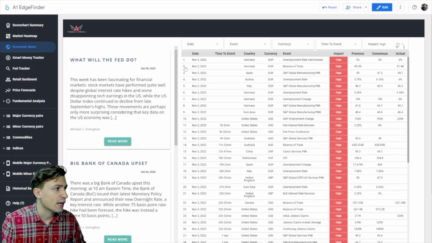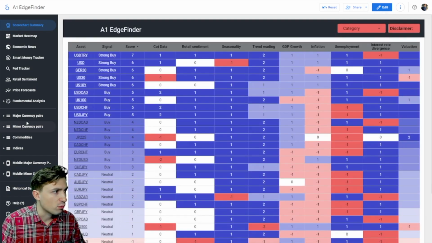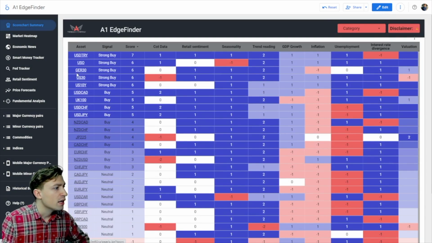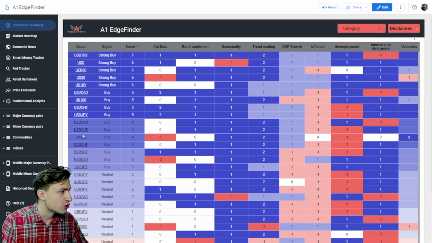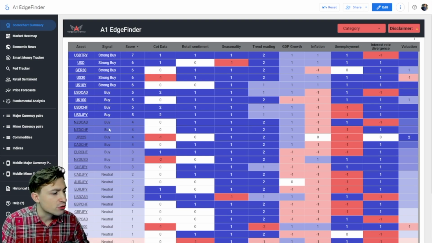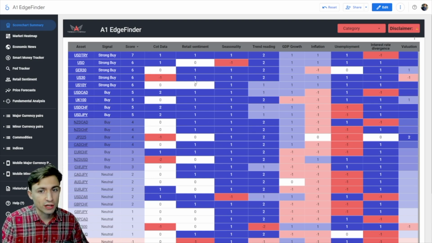I actually like the stock market long right now. And I've pointed this out recently. If you've been watching my videos recently, you know that I've been talking about US 30, German 30. You've got UK 100 up there, JP 225. You've got some of the major indices coming up into the buy category, with a bit of momentum and some of the other factors that we pay attention to on the Edge Finder.